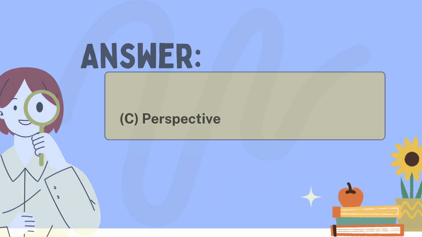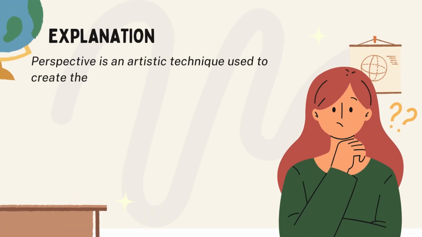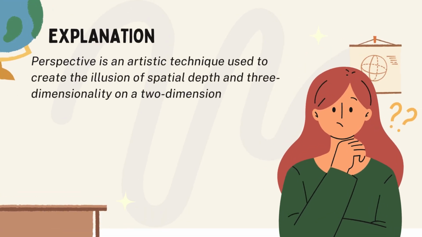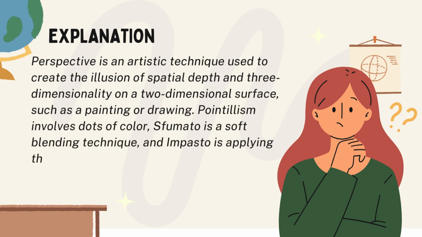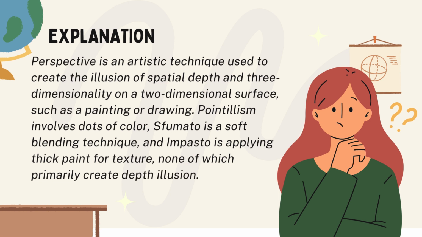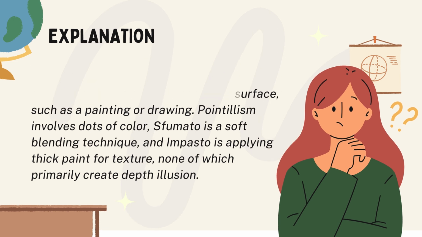Answer: C. Perspective. Perspective is an artistic technique used to create the illusion of spatial depth and three-dimensionality on a two-dimensional surface, such as a painting or drawing. It involves using various methods, like vanishing points and converging lines, to make objects appear smaller and closer together the farther away they are from the viewer. Pointillism involves dots of color, sfumato is a soft blending technique, and impasto is applying thick paint for texture, none of which primarily create depth illusion.